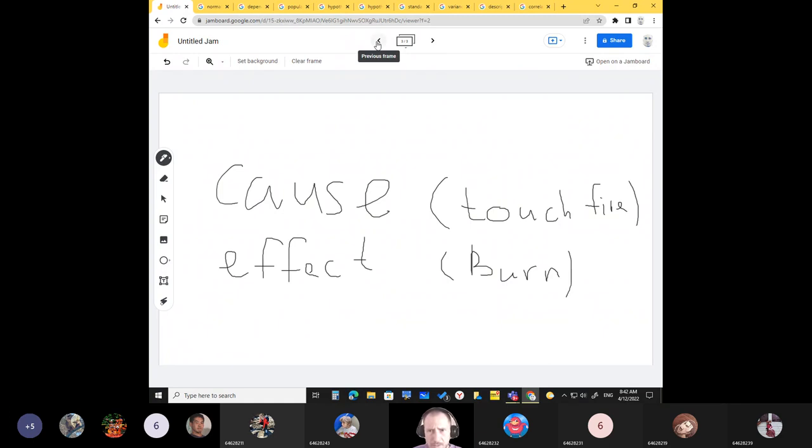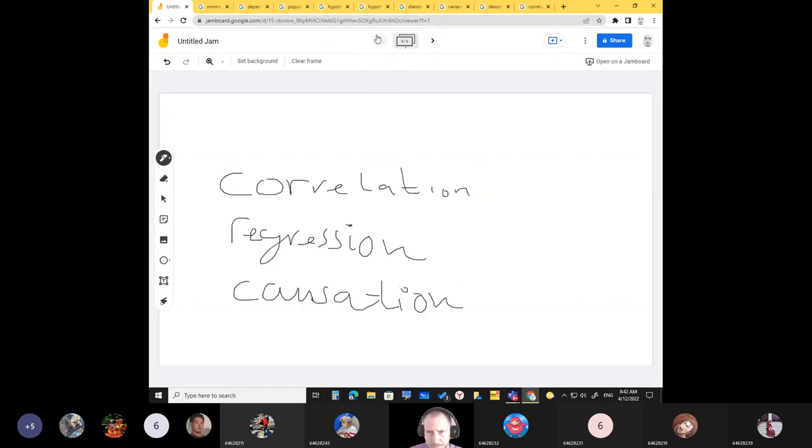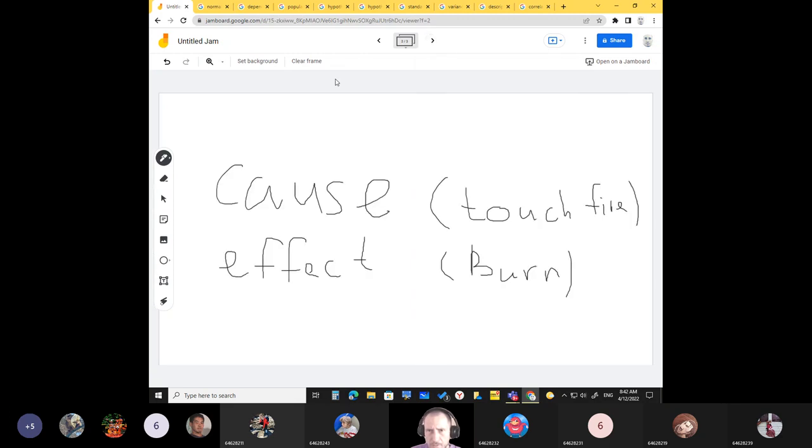But in statistics, we don't use it as freely as in everyday conversation. First, we talk about correlation. Correlation is, okay, so just a second. Cause and effect. In statistical terms, we could say independent and dependent variable.